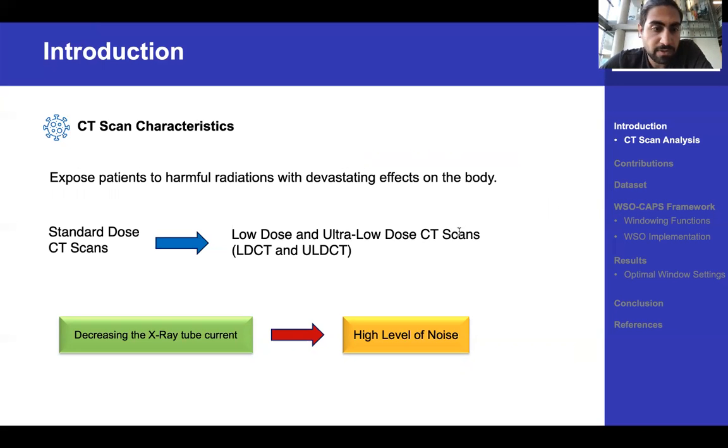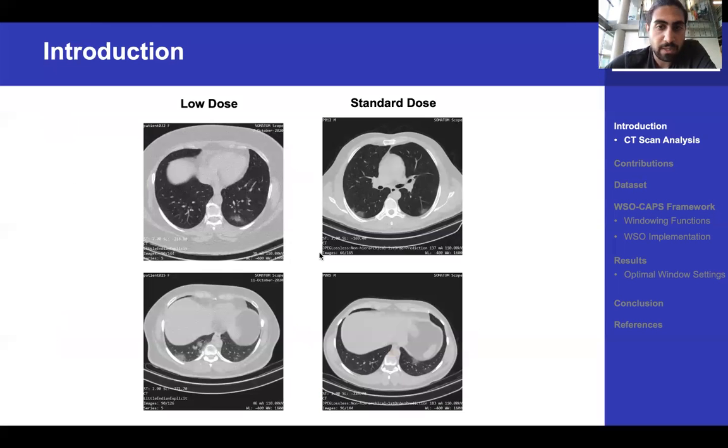the scanner. However, decreasing the X-ray tube current will decrease the energy of the projected beam into the body and consequently impose a high level of noise on the output image. These are some sample images acquired by standard dose and low dose imaging protocols. As you can see in the left-hand images, there's a high level of noise compared to the right-hand images.